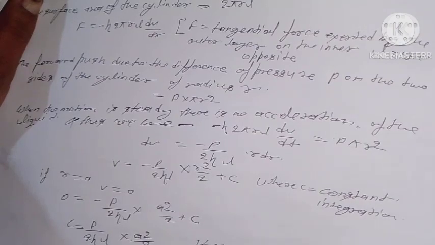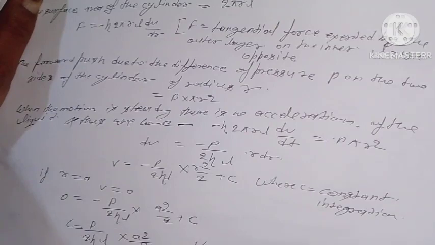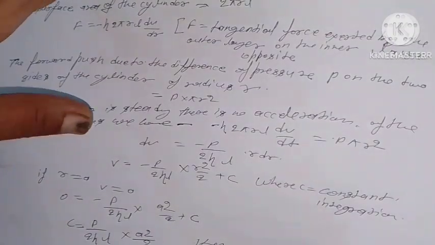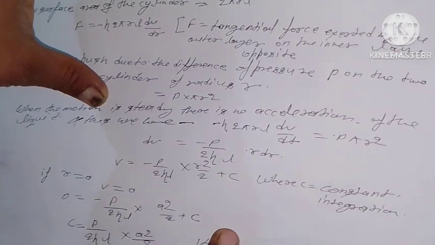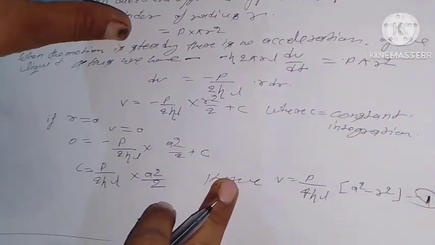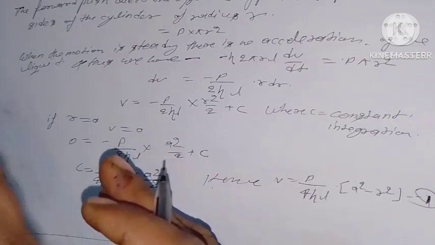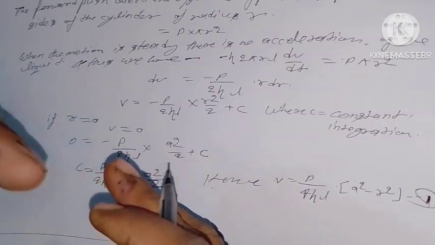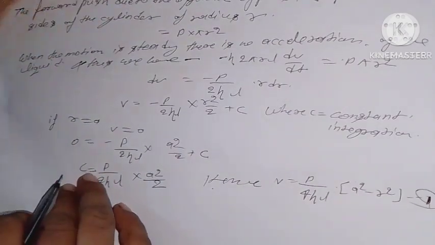Hence v equal to P by 4 eta L into a square minus r square. This is equation number 3, and this gives the velocity of flow at a distance r from the axis of the tube through the cylindrical layer. The area of cross section of the cylinder layer of radius r and thickness dr equals 2 pi r dr.